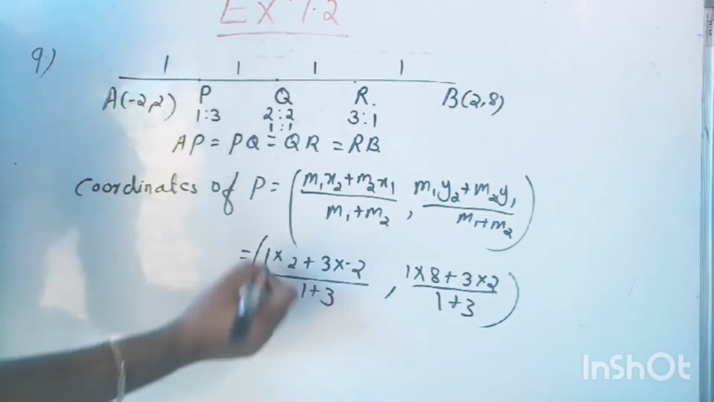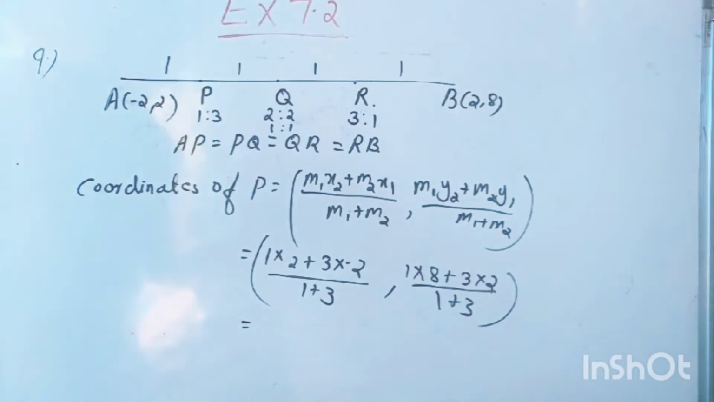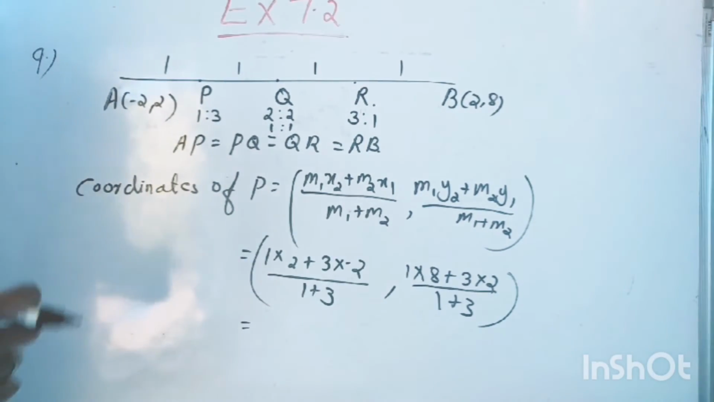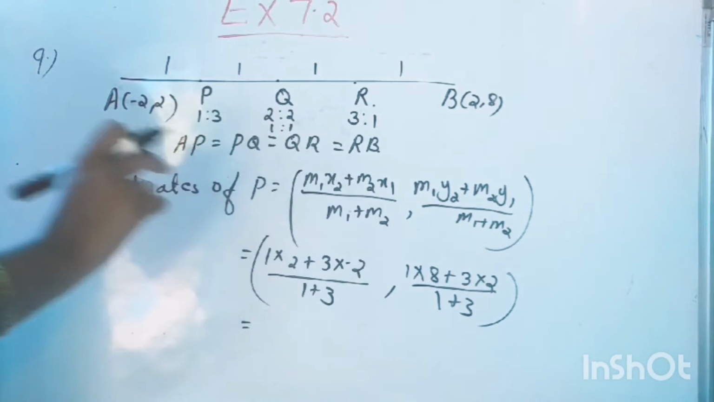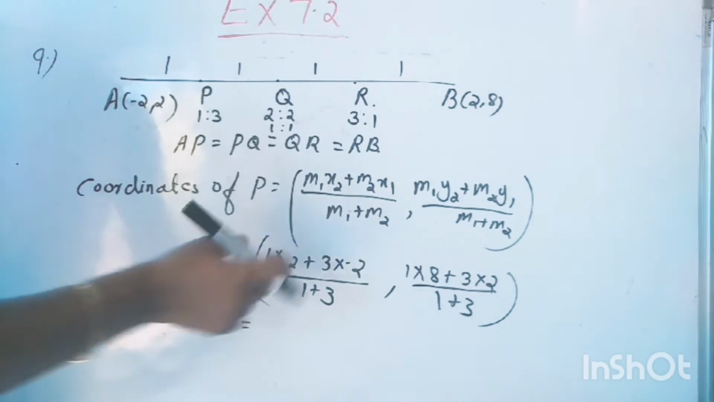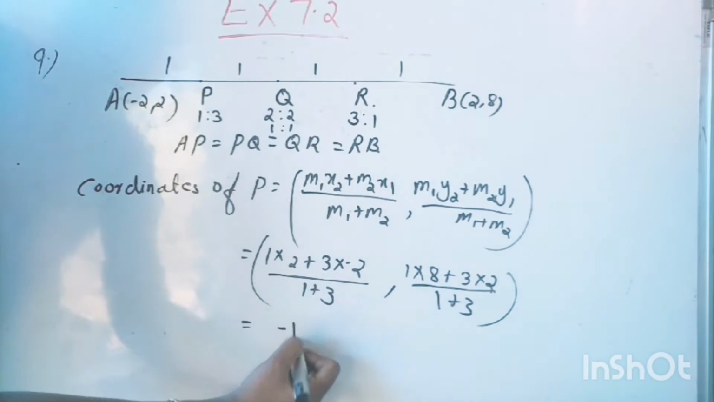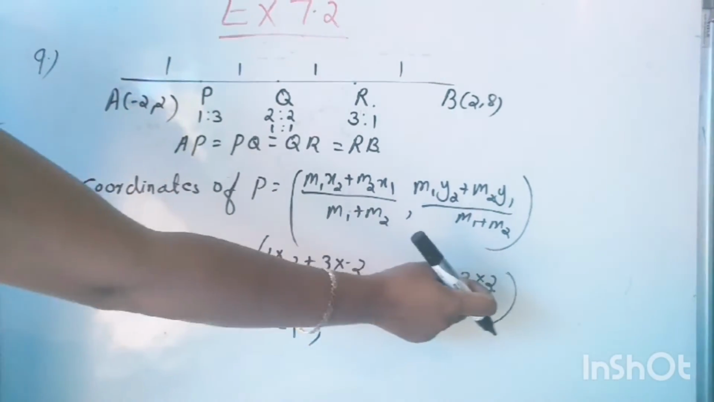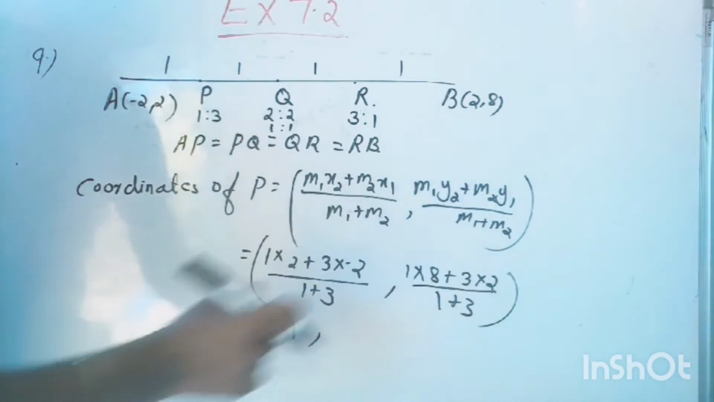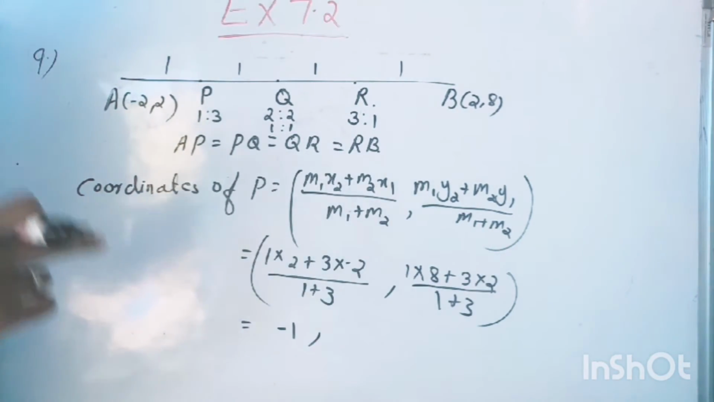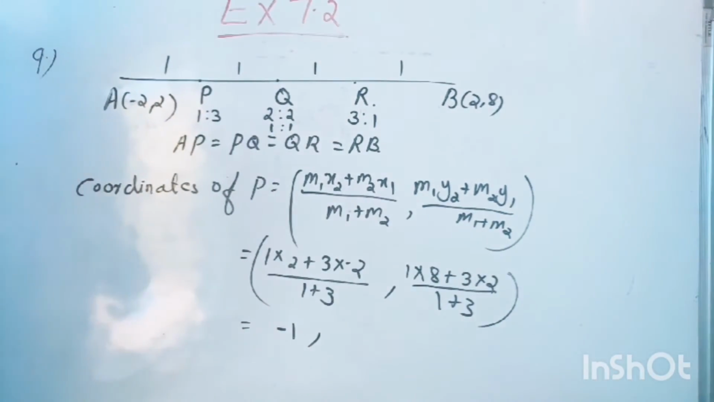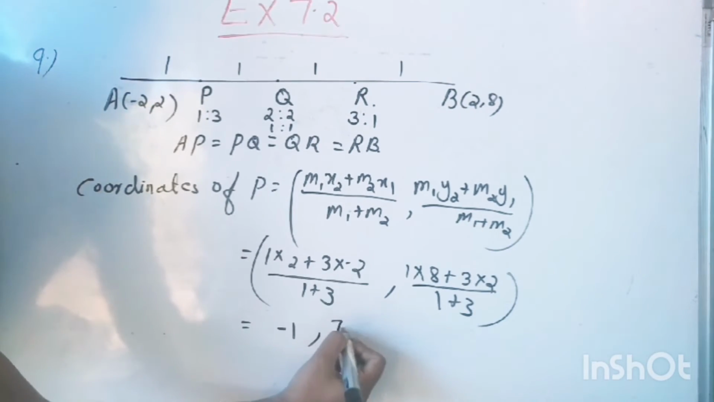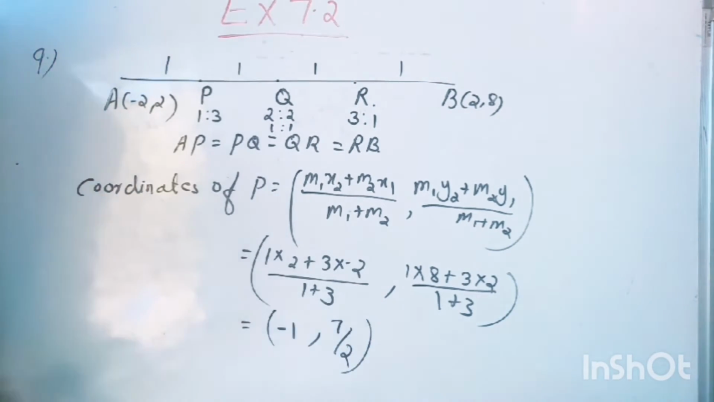Okay, this is equal to 1 into 2, we will get it as 2, and this 3 into -2 is -6. So -6 plus 2 is -4. -4 divided by 4 is -1. Now 1 into 8, 8. 3 into 2, 6. So 8 plus 6, we will get it as 14. 14 divided by 4, that is 7/2. Therefore, the coordinates of P is equal to ordered pair -1, 7/2.